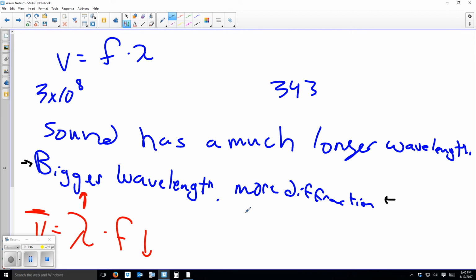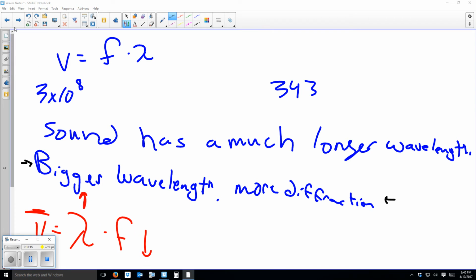So again, any type of wave can diffract, any type of wave can refract, any type of wave can interfere with other waves of the same type. But for diffraction, bigger wavelength means more diffraction. That also means that lower frequencies get more diffraction because, like we talked about earlier, if you lower the frequency, you are increasing the wavelength as long as the speed of that wave stays the same.